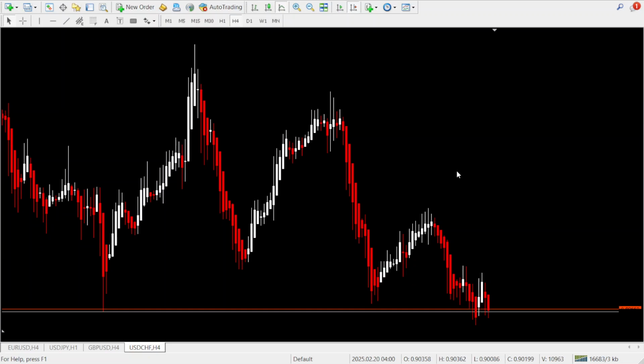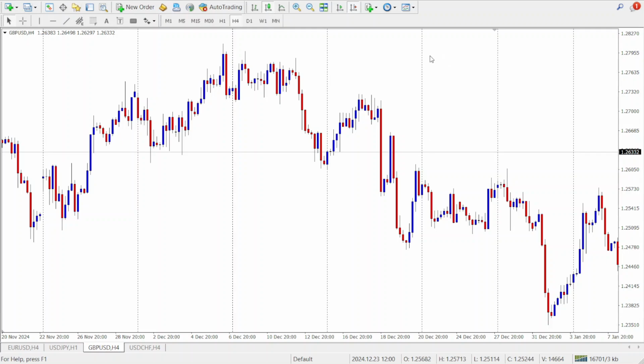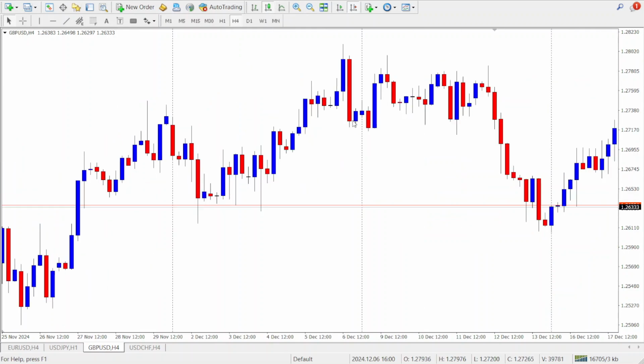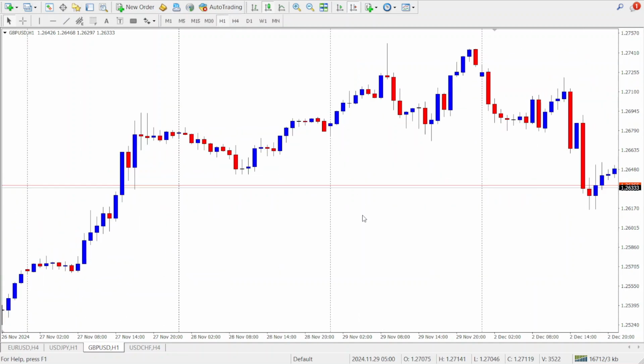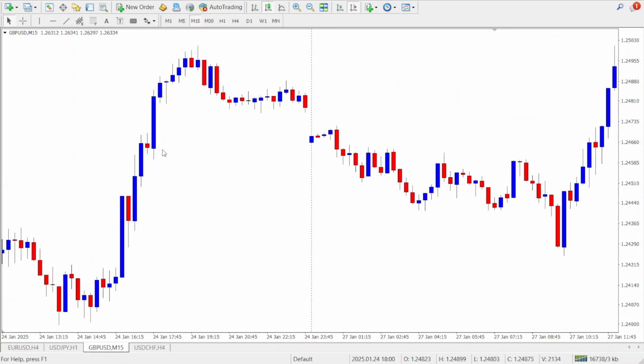So here's how it works. For the regular candlesticks, each candle represents a single period. For example, on the 1 hour chart, each candle represents 1 hour. On the 15-minute chart, each candle represents 15 minutes. And each candle shows your open, high, low, and close price.